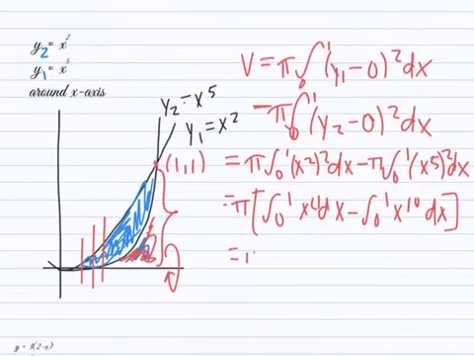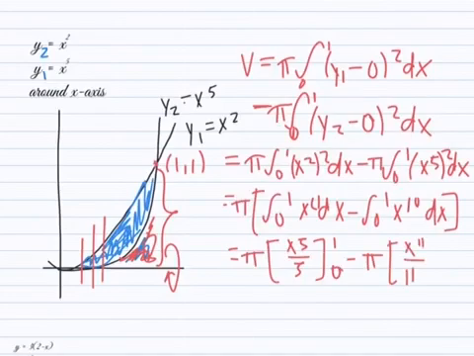Evaluate those integrals: x to the 5th over 5 from 1 to 0, minus pi times, this is a mess, I'm sorry, x to the 11th over 11 from 1 to 0. When you evaluate that out, you'd get pi times 1/5 minus 1/11, so 6 pi over 55, I believe, is the answer there.